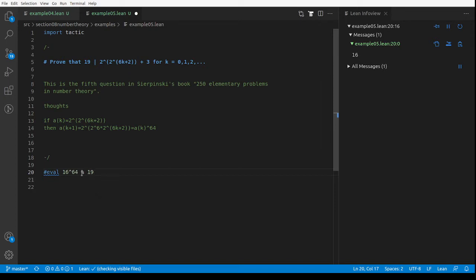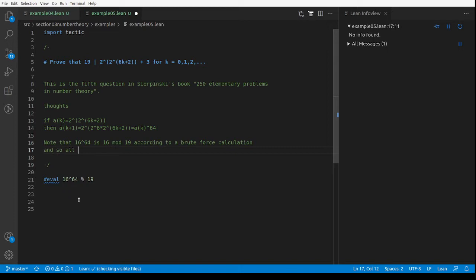Oh, this percentage sign means modulus. You see, it's called HMod.hMod. It's notation for mod. So, okay. Note that 16 to the power 64 is 16 mod 19, according to a brute force calculation. And so all of the A_k are 16 mod 19, and we're done.